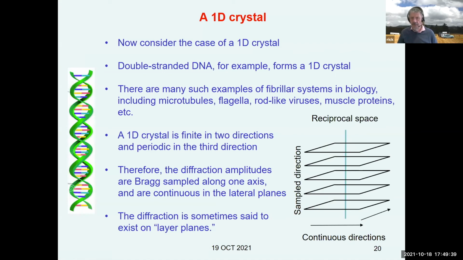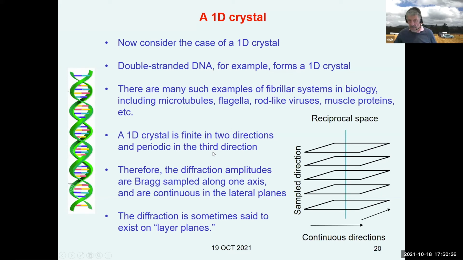Right, and so finally, I just want to mention the case of a 1-dimensional crystal. I've got a picture here of DNA, which is an example of a 1-dimensional crystal. The key thing here is that you have a molecule or assembly that is periodic along 1 dimension, but is a single molecule wide in the lateral directions. There are many examples of such systems in biology. I've mentioned microtubules, flagella, rod-like viruses, muscle proteins, nucleic acids. So there are a lot of filamentary type systems in biology that can form 1-dimensional crystals. And so there are potentially opportunities for measuring diffraction directly from single 1-dimensional crystals for structure determination.